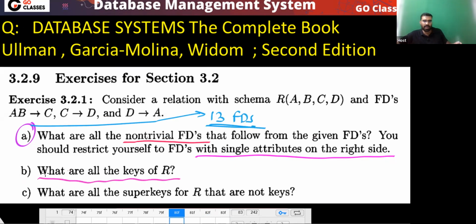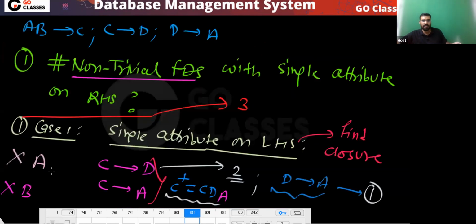What are all the keys of R? Like if you have this attribute set, then what are the candidate keys? You can notice B is not on the RHS, so B must be present. Now AB can determine everything. So DB is also a key, because D can generate A.